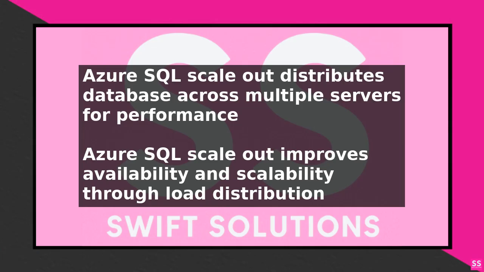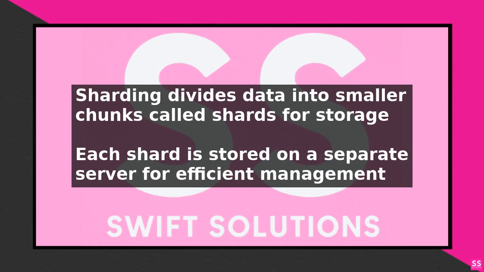Azure SQL Scale-Out refers to the process of distributing your database across multiple servers to improve performance, availability, and scalability. This approach allows you to handle increased traffic, large amounts of data, and high transaction volumes by adding more servers to your database cluster. The key concept behind Azure SQL Scale-Out is to distribute the load across multiple servers, ensuring that no single server becomes a bottleneck.